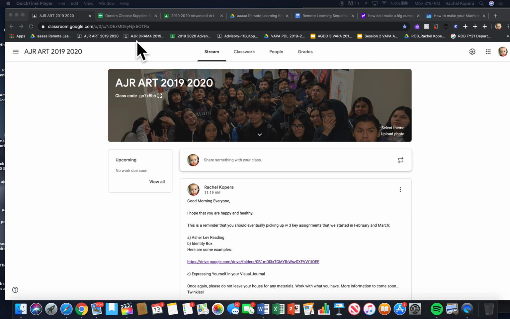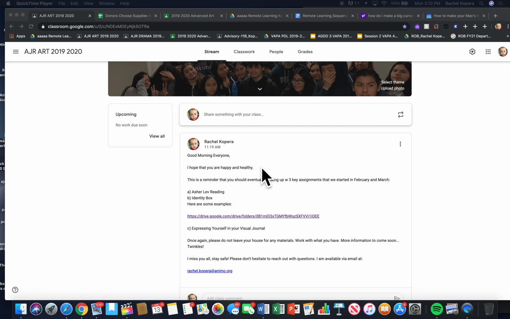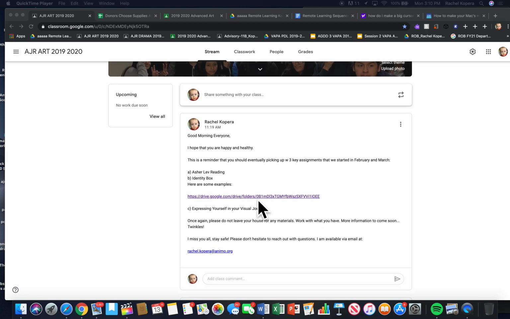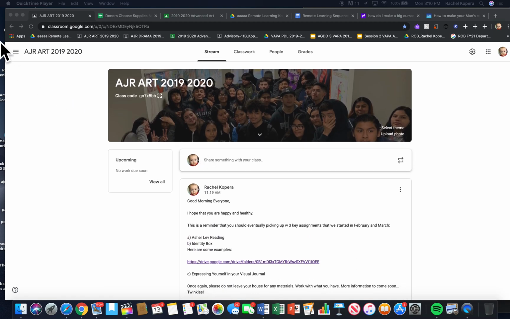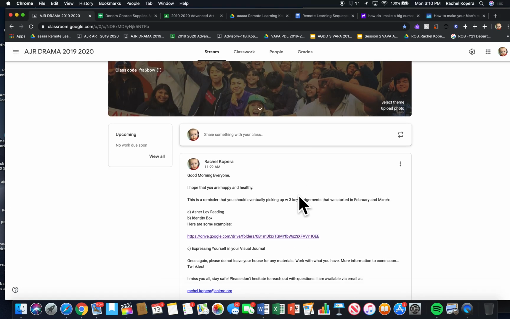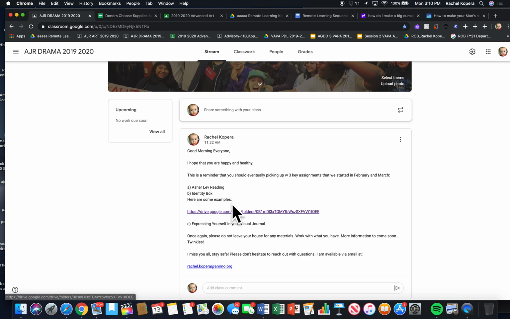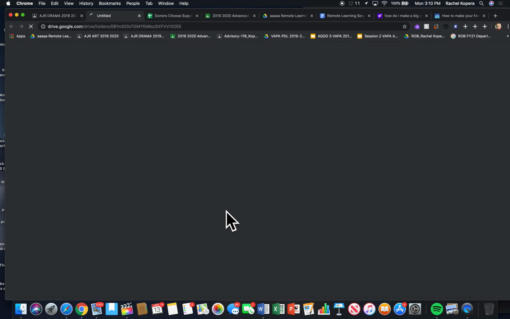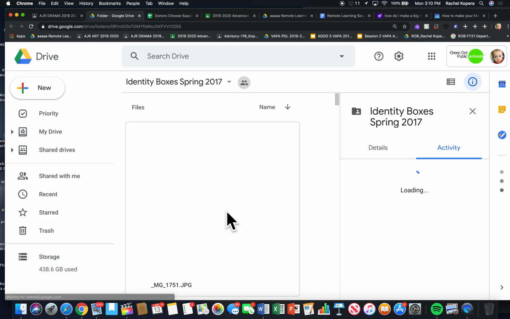Hello. In order to access the examples of the identity boxes, I've been posting it for a while on both pages, right? So Drama 2 has the link on both pages. So here are some examples of identity boxes. We go ahead, clickety clack there.